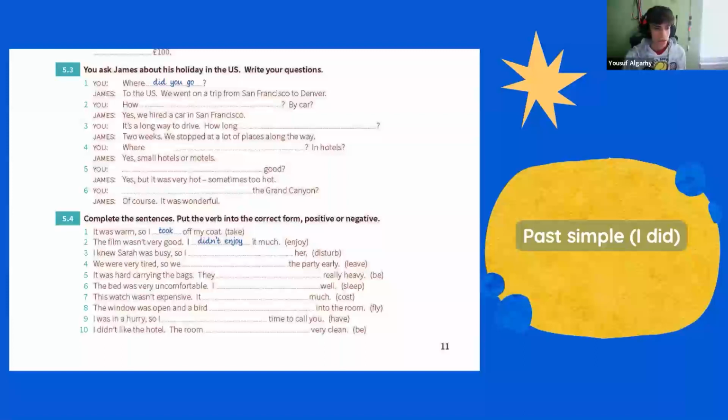All right, so here we have more sentences to complete, and we want to put the correct verb in the sentence. Okay, so here we have two examples. It was warm, so I took off my coat. And we have the second one. The film wasn't very good. I didn't enjoy it much. All right. So 3, I knew Sarah was busy, so I blank her. So I didn't disturb her. Good.